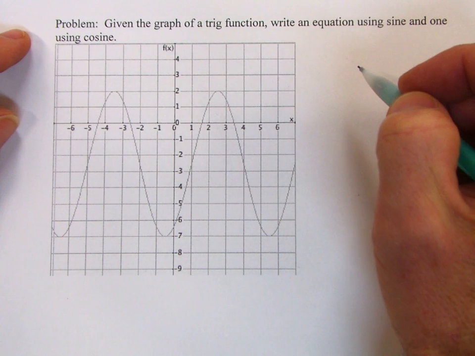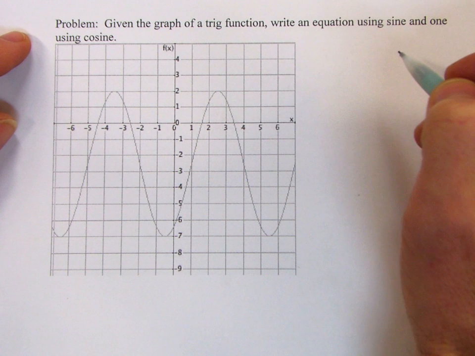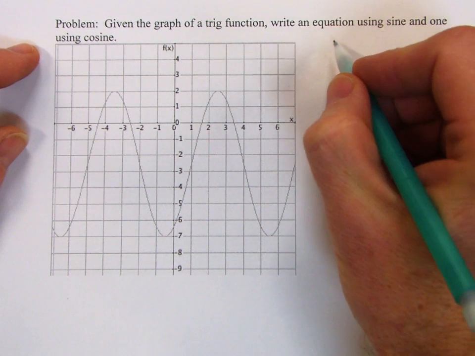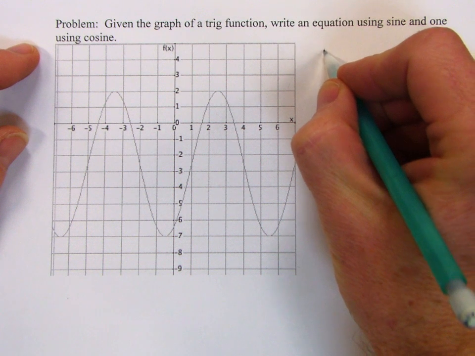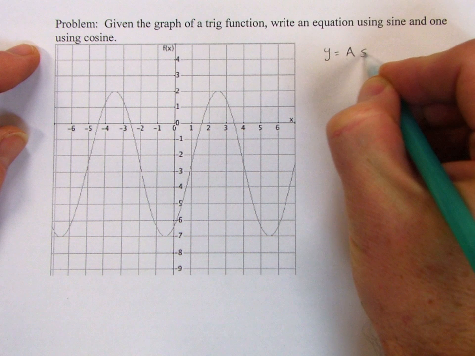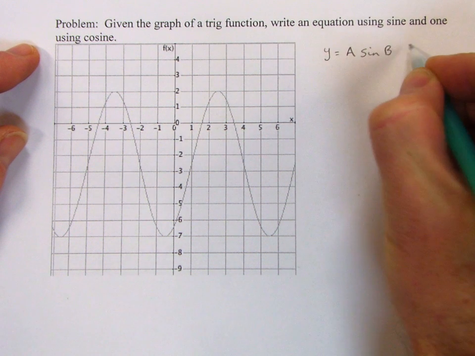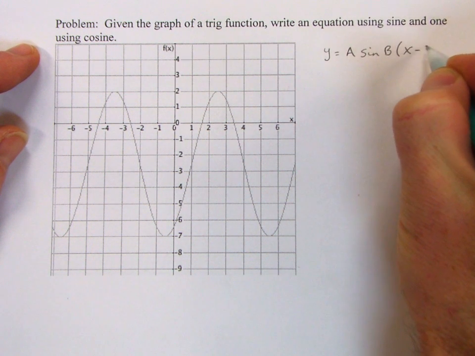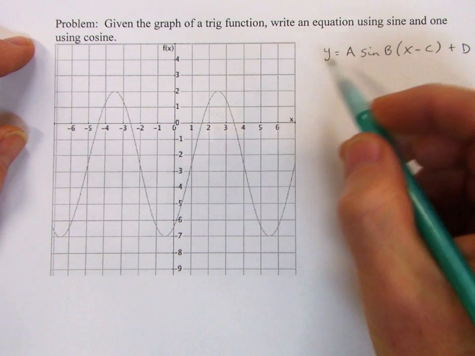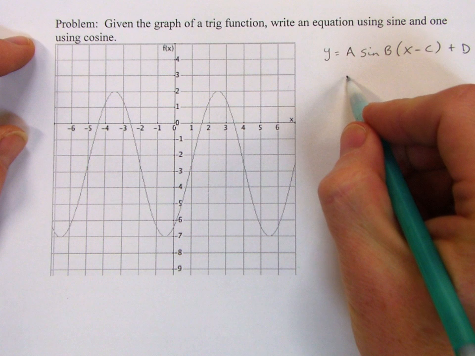We have the problem: given the graph of a trig function, write the equation using sine and one using cosine. First, let's recall that our general equation is y = a sin(b(x - c)) + d. So we're looking at here, let's find a first.